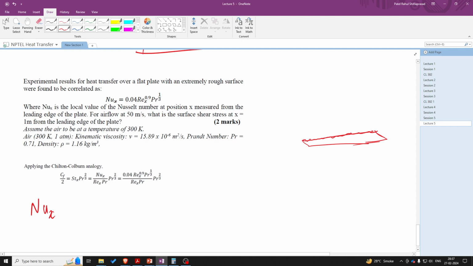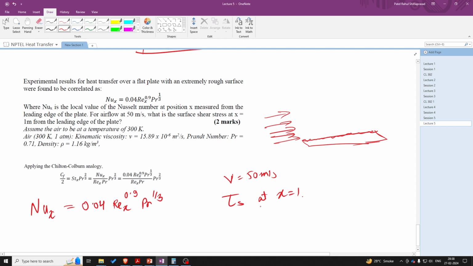So this is the local Nusselt number, that is Nu_x equal to 0.04 Reynolds number x raised to 0.9, Prandtl number raised to 1/3. Then we have an airflow at 50 meters per second, so that is the velocity, V is 50 meters per second. And we have been asked to find the surface shear stress, that is tau_s, at x equal to 1. So this we have been asked to find.